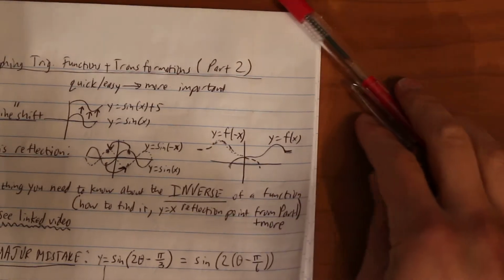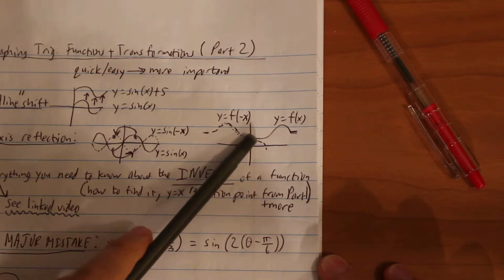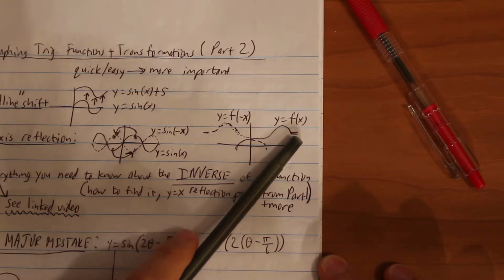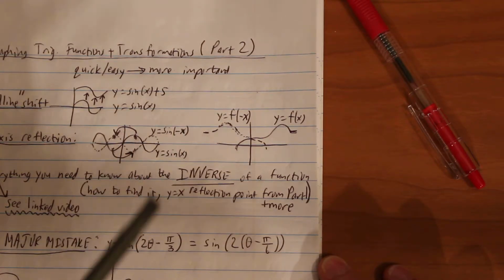And here's an example on the right with just some random general functions. This solid line is the original, and we're just going to reflect this in our y-axis to get this dotted version. So that's the way that works.